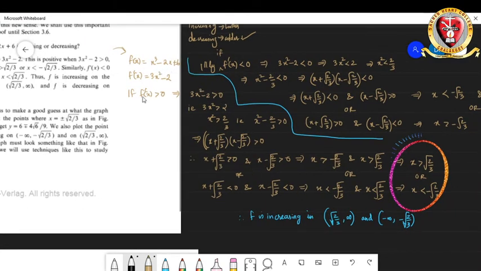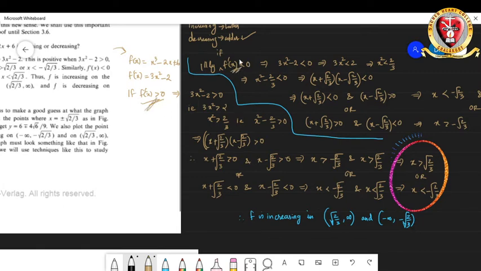We assume that f is increasing here. f is increasing in root 2 by 3 comma infinity, right? Here it said that it is greater than root 2 by 3. So that will mean this, or you have f is increasing inside the interval minus infinity comma minus root 2 by 3. So that's for the increasing part.